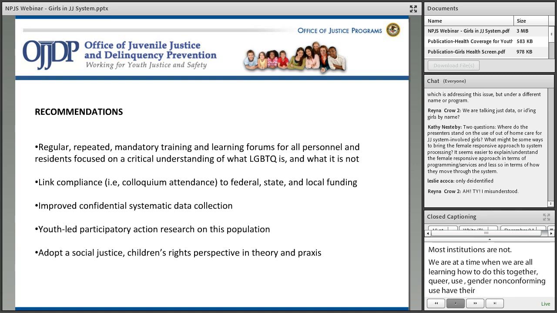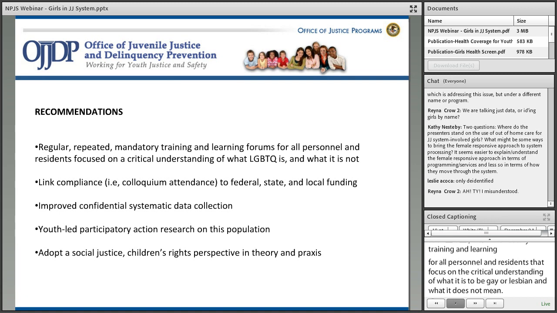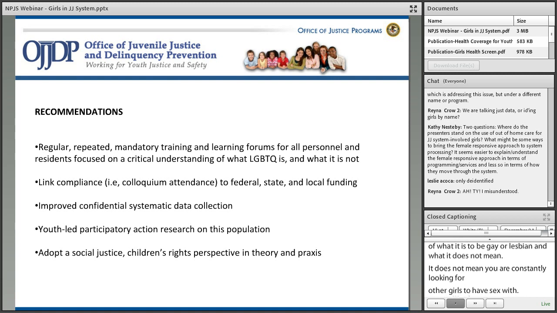My recommendations are the same as all of ours. Lots of mandatory training and learning forums for all personnel and residents that focus on a critical understanding of what it is to be gay or lesbian and what it does not mean. It does not mean that if you're a girl, you are constantly looking for other girls to have sex with. It doesn't necessarily mean that you want to be alone or that you need protection. Maybe the other young people would need more information.